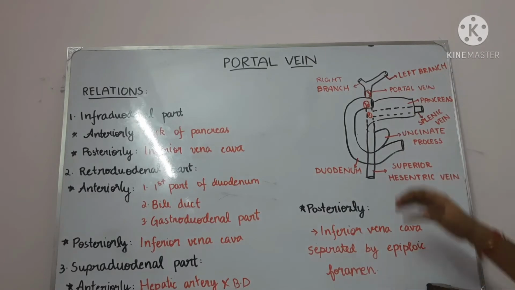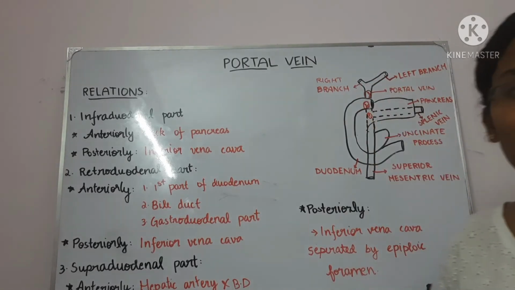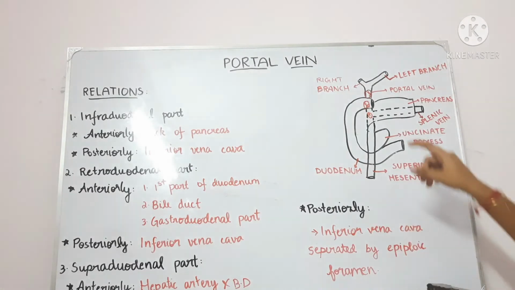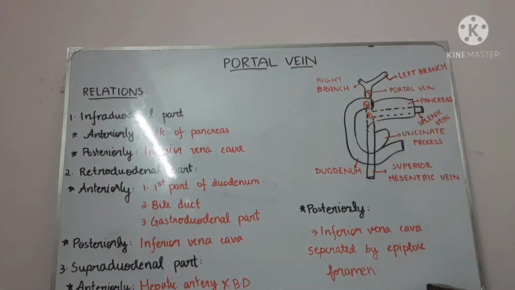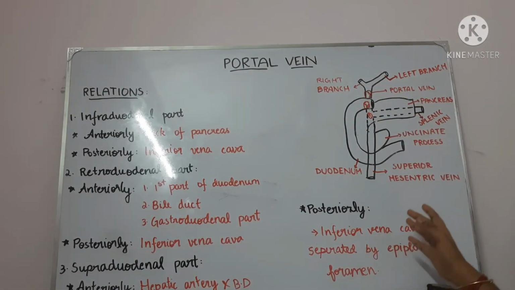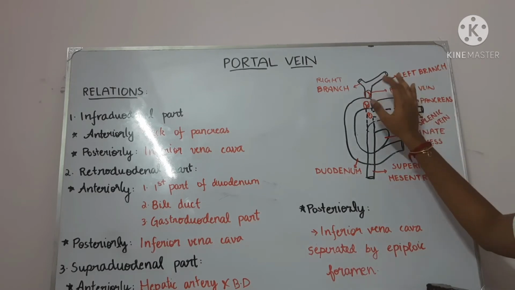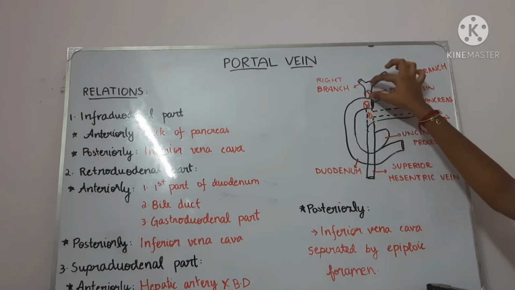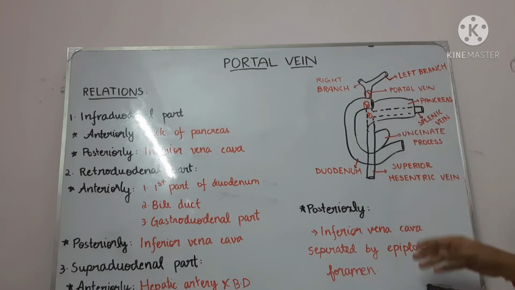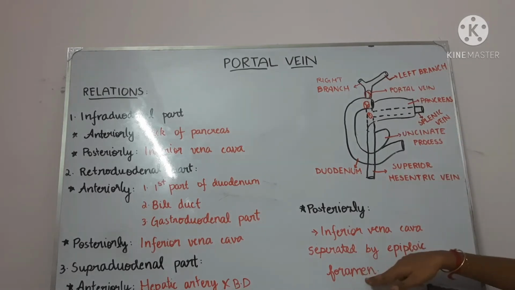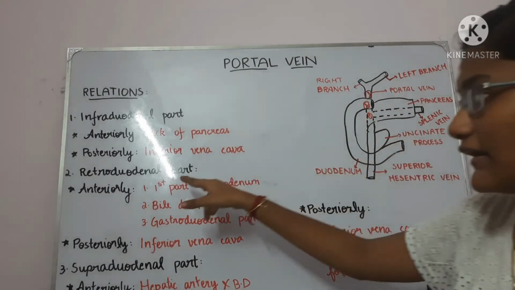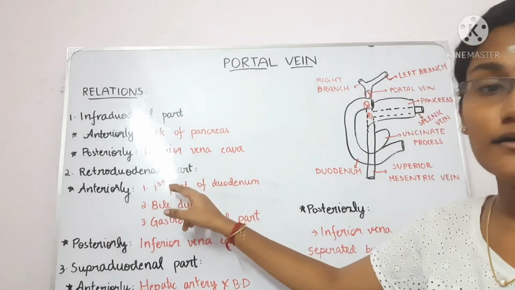All three parts of the portal vein, posteriorly, are related to the inferior vena cava. Okay, all three parts 1, 2 and 3 are posteriorly related to the inferior vena cava. But in the third part alone, it is separated from the inferior vena cava by the epiploic foramen. Okay, now going to the second thing, that is the retroduodenal part.